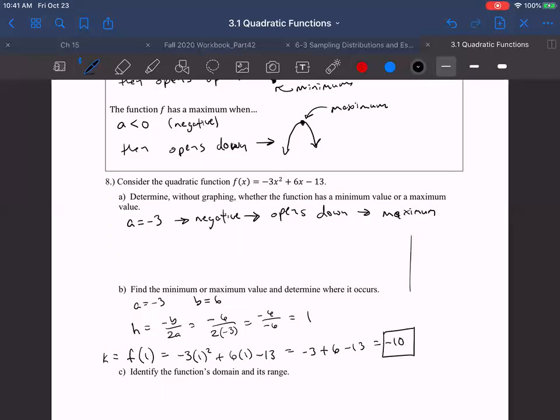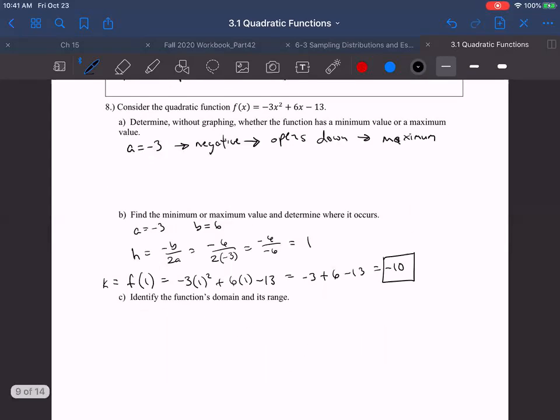If you graphed this, though it says to do it without graphing, we'd be down here at negative 10, positive 1, it would be shaped like this, and negative 10 would be the highest that our graph would get to. All right, and I'm not going to leave that there because it says do it without graphing. And then identify the function's domain and range. Domain, same as it was before, negative infinity to positive infinity. And then the range, we know this is a maximum. And so we start down here at negative infinity and go up to that maximum of negative 10, just like that. All right, and that's our domain and our range for it.